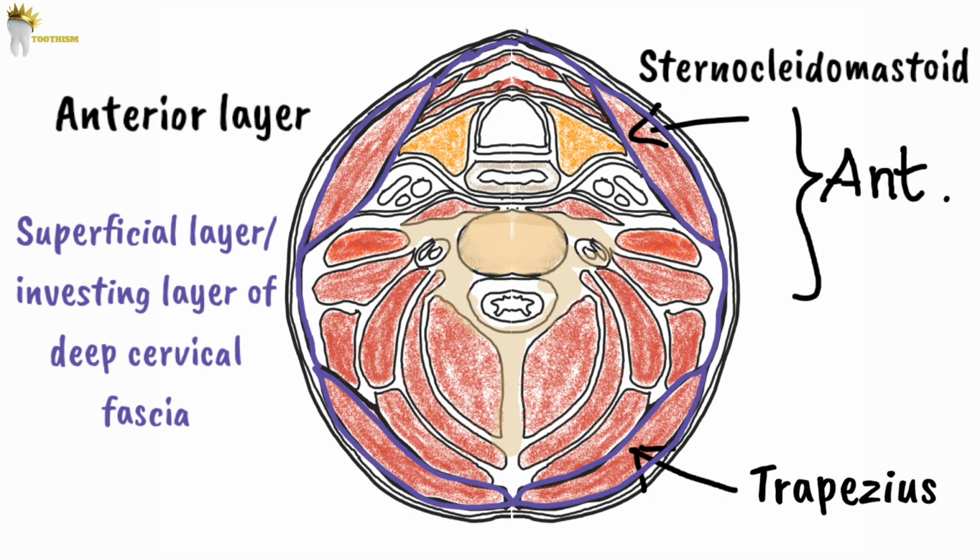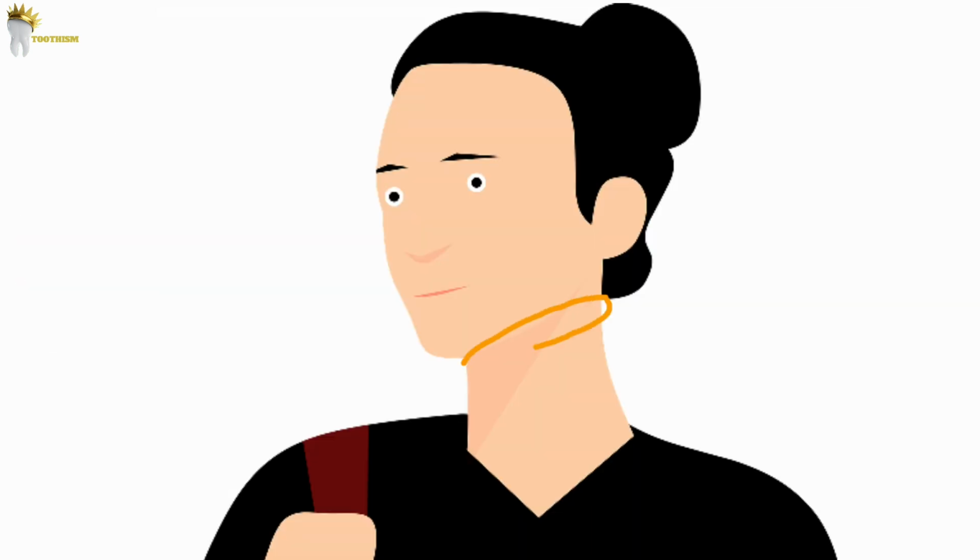Understand that this is the anterior part of the neck and this is the posterior. Anteriorly we have the sternocleidomastoid and posteriorly there is trapezius muscle. So what you need to remember is the investing layer of deep cervical fascia splits and surrounds these two muscles. You can think of the investing fascia as a tube with superior, inferior, anterior and posterior attachments.